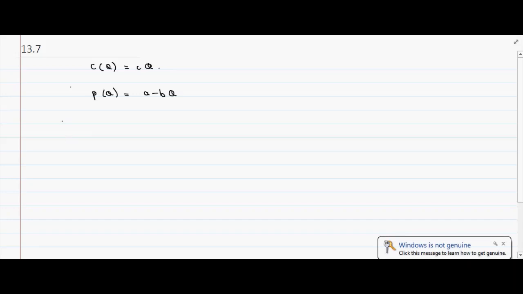Okay, so we're going to do 13.7. In this question, we are given a linear cost function C as a function of Q equal to C times Q, and a linear inverse demand function P as a function of Q equal to A minus B times Q. Part A of the question is asking you to write out the firm's total revenue function and its average and marginal revenue function.